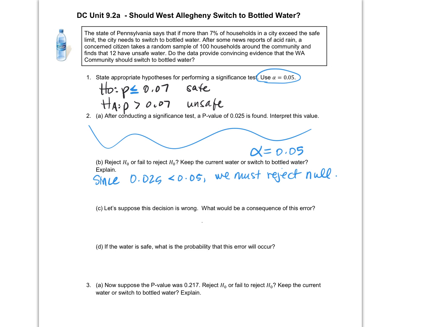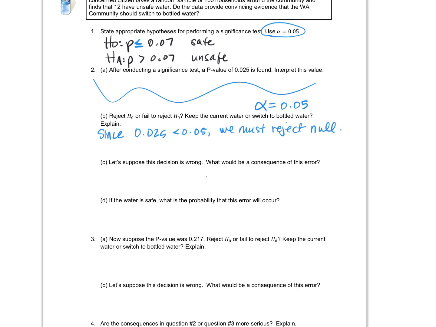Yes? Okay. What is the consequence of this in this community if we say, hey, the water's unsafe? What's going to happen? Can't use the water, so what are they going to have to do? Go buy a bunch of bottled water, right? All right. So that's what this lesson is about. What is the consequence? The community now has to rely on bottled water, right? That's what I mean by what's the consequence of this decision.